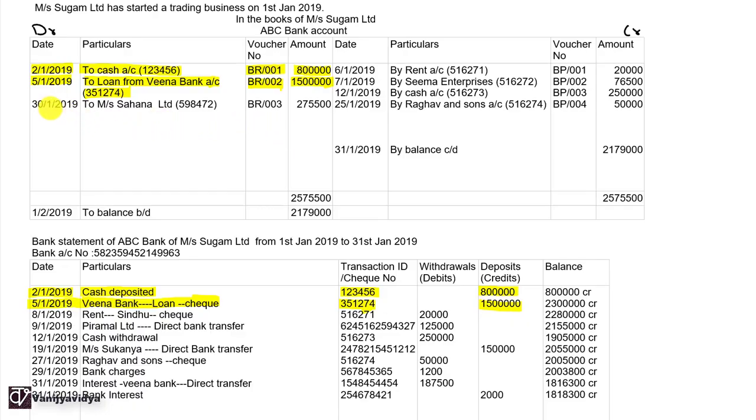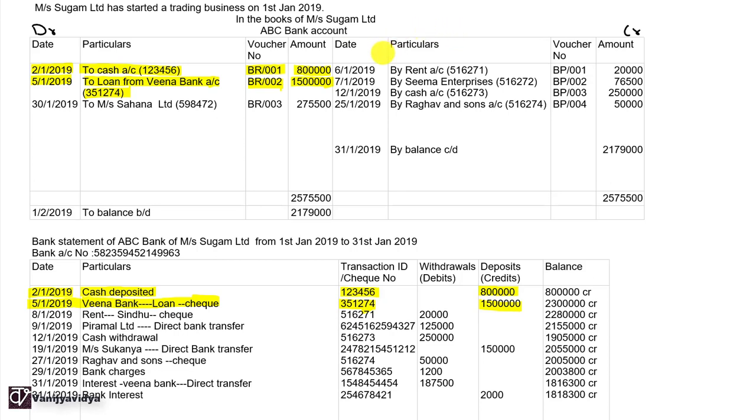Next, 30th Jan 2019 to Messrs. Sahana Limited, 598472, BR003, 2,75,500. Let's see on the credit side of the bank statement. 2,75,500. So if you see, we can't see any amount of 2,75,500 on the credit side of the bank statement. So this transaction is not appearing in the bank statement. So we won't mark this transaction. We will keep it as it is.